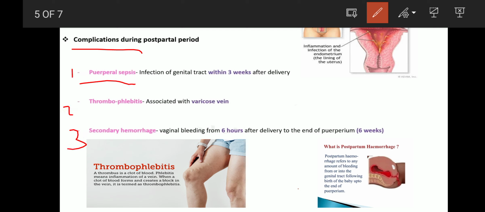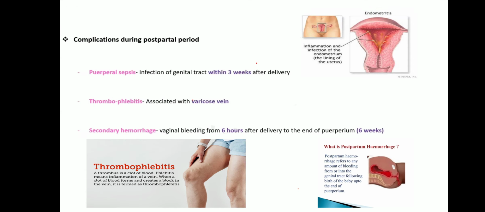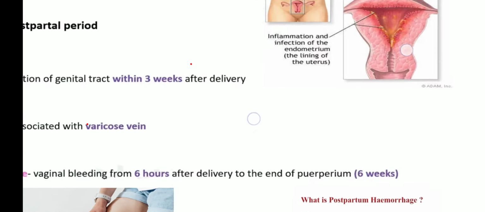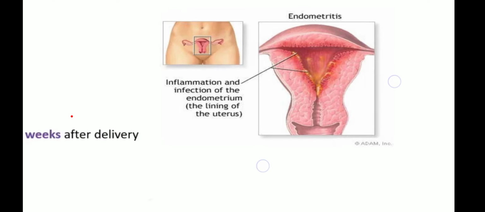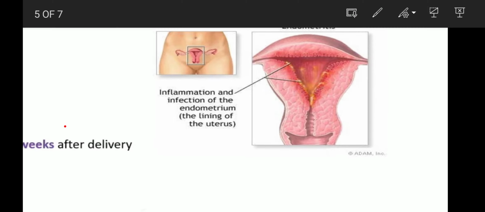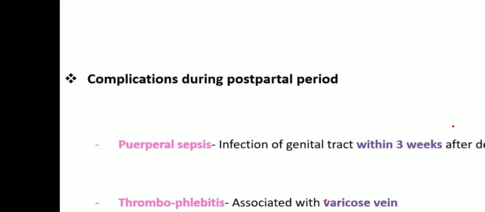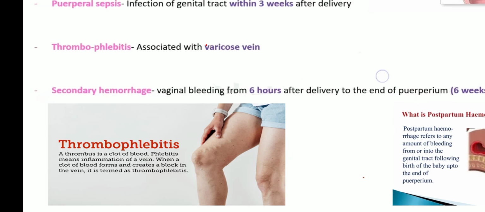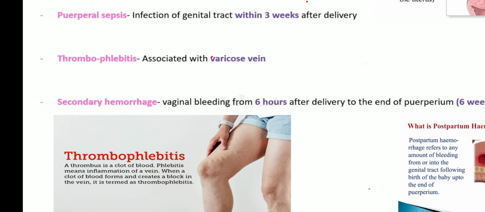The first one is puerperal sepsis. What is puerperal sepsis, guys? The infection of the genital tract within 3 weeks of delivery. It could also affect the cervix. Inflammation and infection of the endometrium, the lining of the uterus, can occur, so endometritis can occur. Puerperal sepsis can start with endometritis.